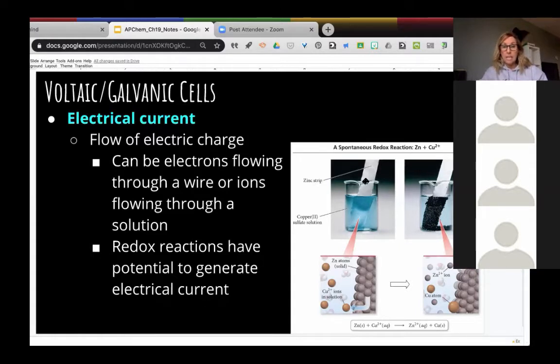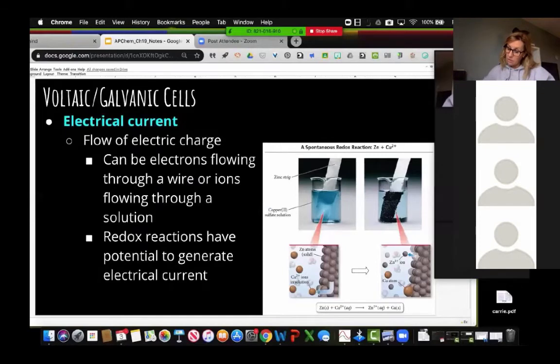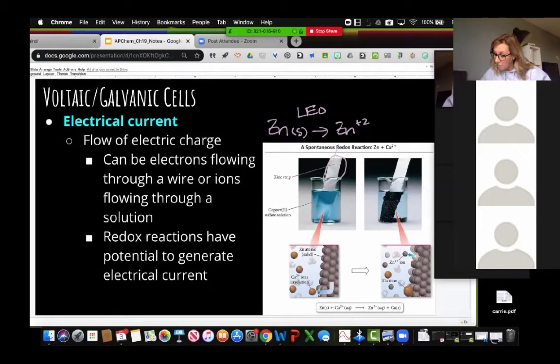So the zinc is going from zinc metal, so zinc is a solid, to zinc +2. So this is losing electrons. So there's an oxidation reaction happening for the zinc here. And you can kind of see that happening in this picture down here. Then for the copper, there's copper ions in this solution.